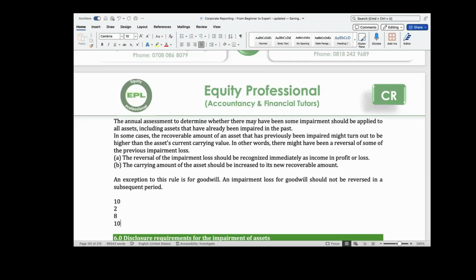I need you to note this and never forget. It will come out in your exam, so attend to it. So the double entry for reversal now. You can tell me the double entry for these two now.